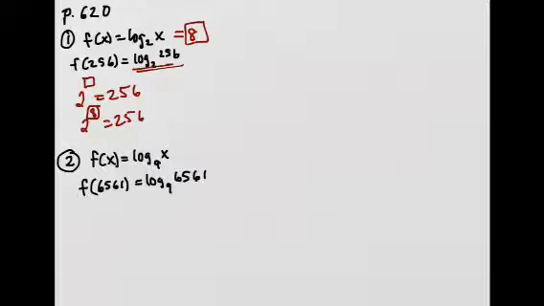Number 2 is the same as number 1. We're looking for the exponent that makes this equation true. So 9 to what power gives you 6,561, and the answer is 4. So this would be 4. 9 to the 4th power is 6,561.